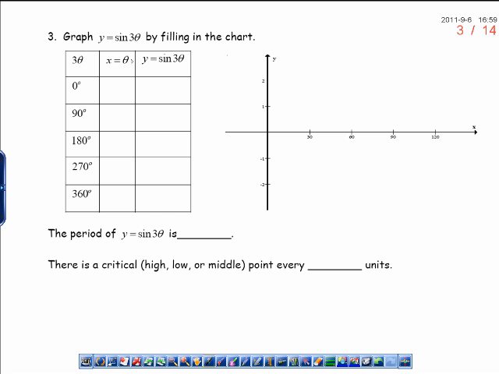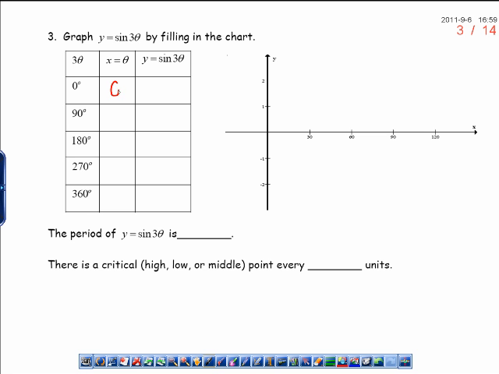All right, let's just start, though, by filling in the table. Don't get too ahead of ourselves just yet. There are 3 columns here, and that's just to help you do this more without a calculator, but using your OIO chart. So if 3 theta is 0, what would just theta be if you divide by 3?